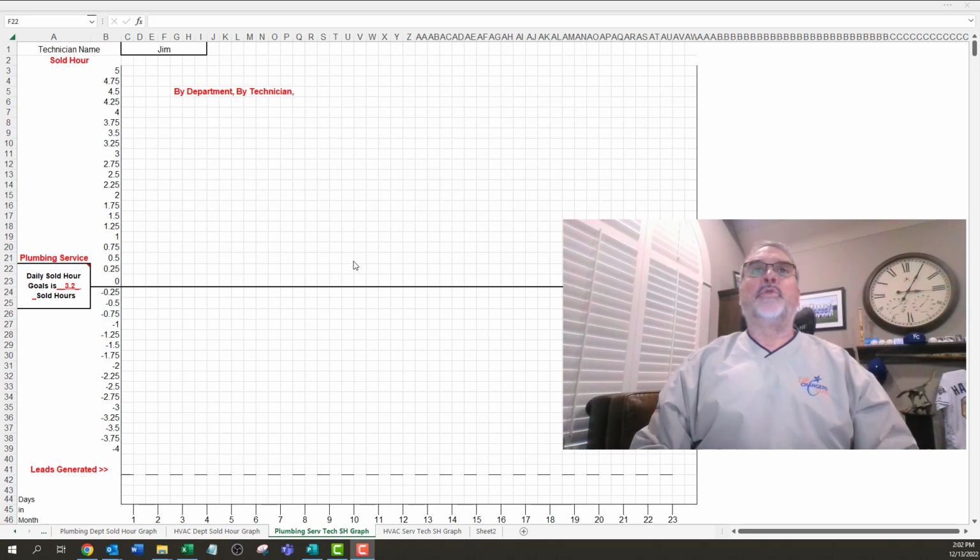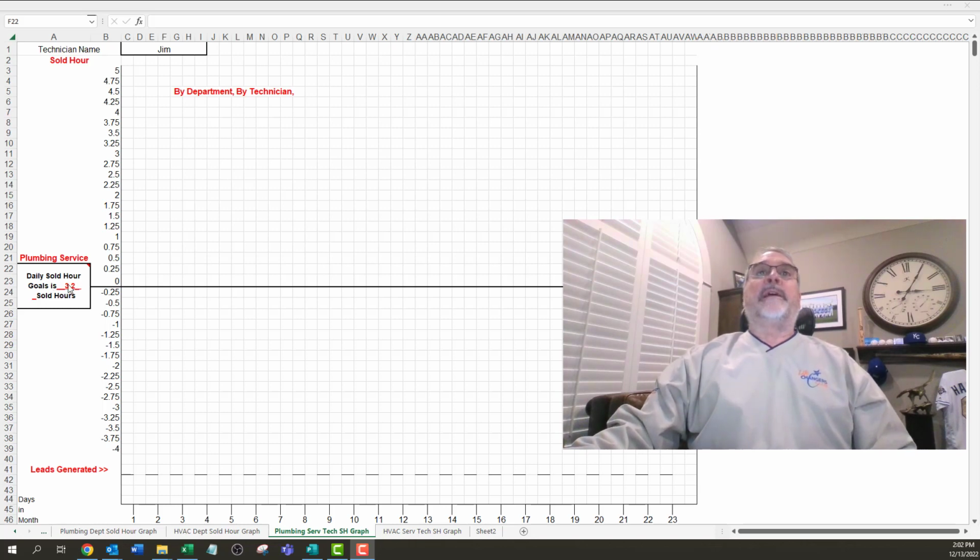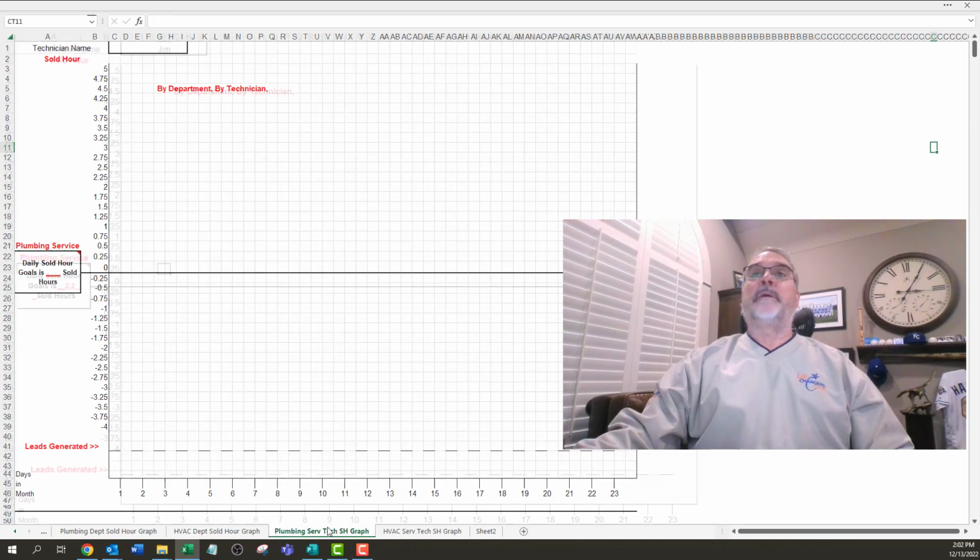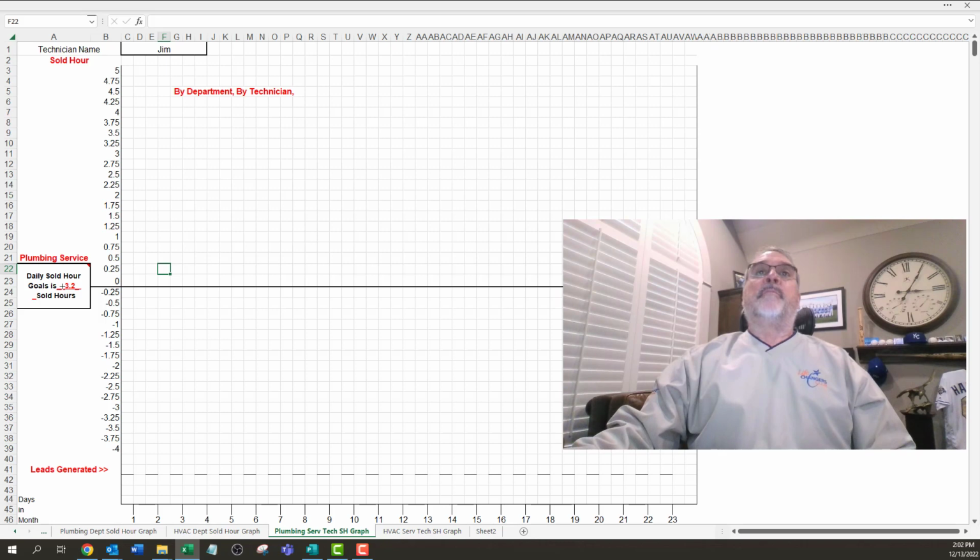I'm going to do a little tutorial for everybody on how to use the sold hour graph for each technician and for the department. You'll notice right here, this is for the plumbing service department. I have one over here for the HVAC service department. Basically this is from the profit pricer. The plumbing service department is looking for 3.2 hours in a day. So you'll put the technician's name up here and how many sold hours they sold for the day.